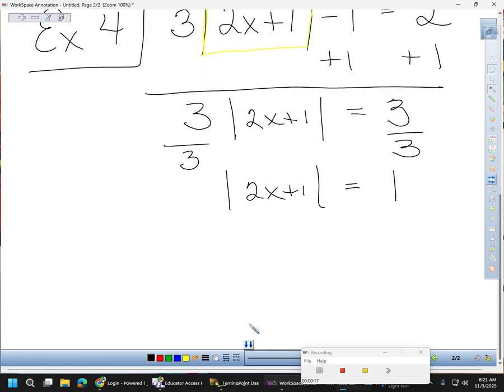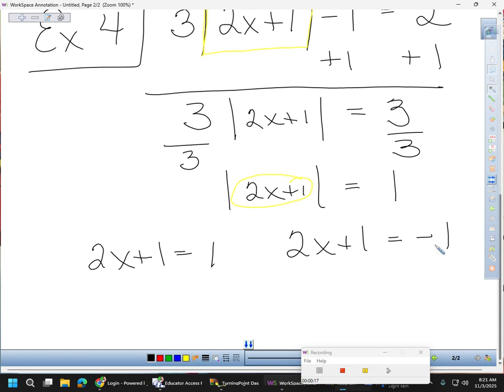So now I've got it isolated. I'm going to take what's inside this absolute value, and I'm going to set it equal to the positive and set it equal to the negative. So 2x plus 1 equals 1, and 2x plus 1 equals negative 1. Now we just solve both little equations.